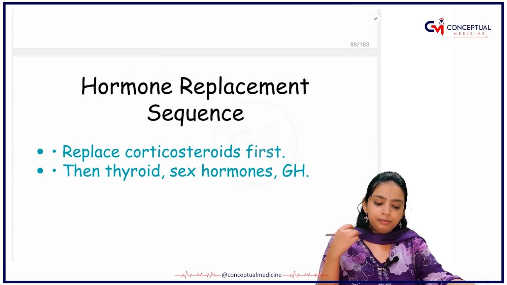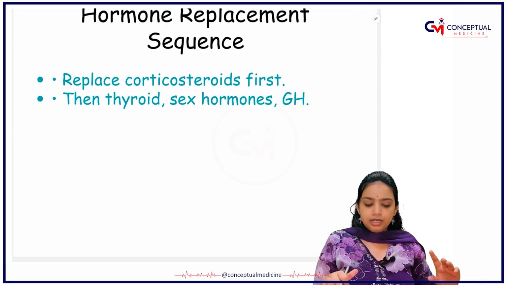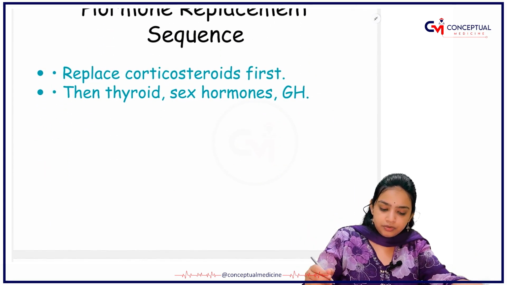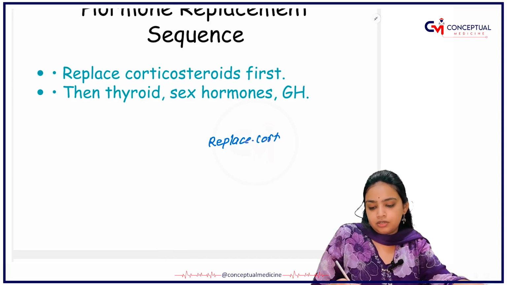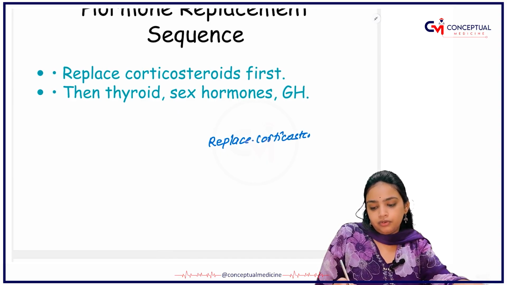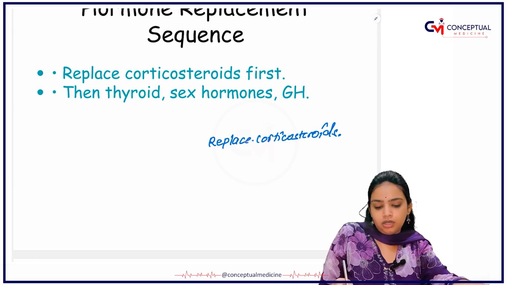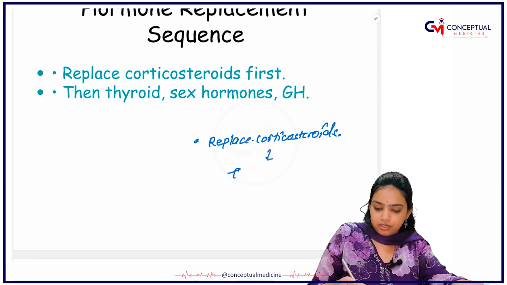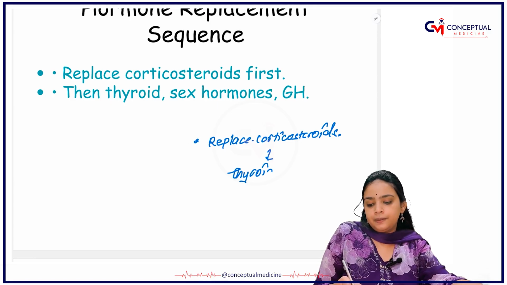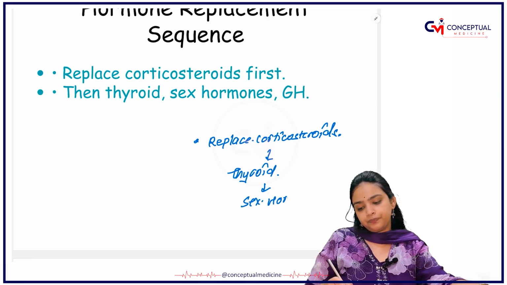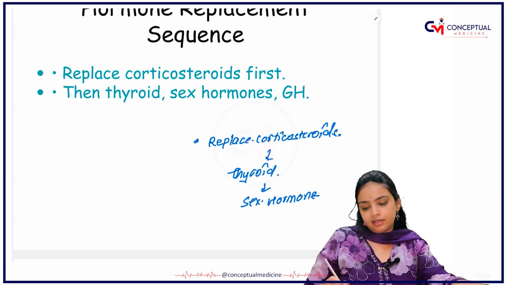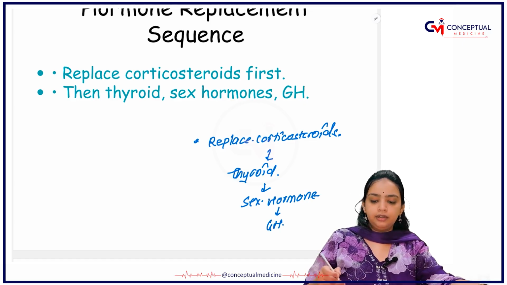So for the hormone replacement, we follow a particular sequence. What we do is, first we replace the corticosteroids. Then we replace the thyroid. After that we replace the sex hormones and then your GH, right?